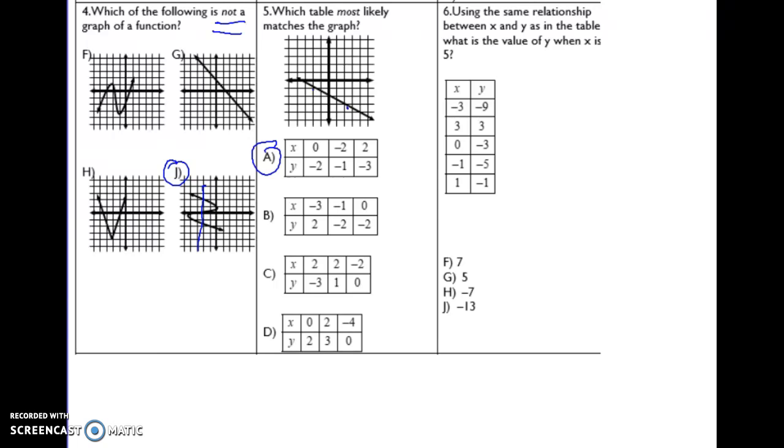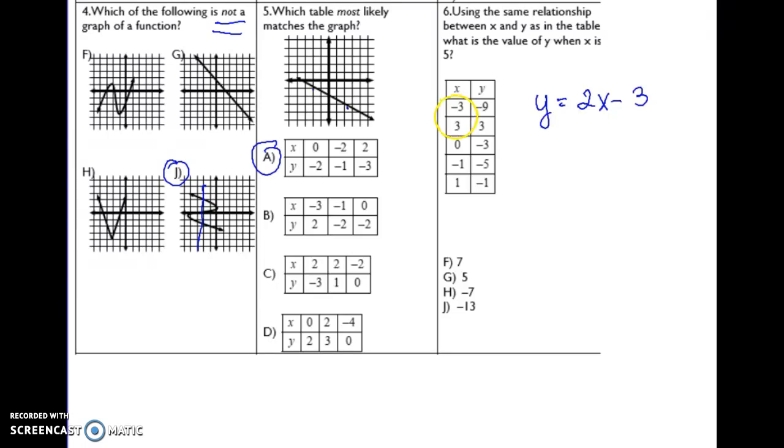Okay, number 6, using the same relationship between x and y as in the table, what is the value of y when x is 5? Okay, this one was a little bit tricky, all right? The rule for number 6 is actually y is equal to 2x minus 3. If you could figure that out, that was great, okay? But I'm going to give it to you for purposes of this help session. So y is equal to 2x minus 3.